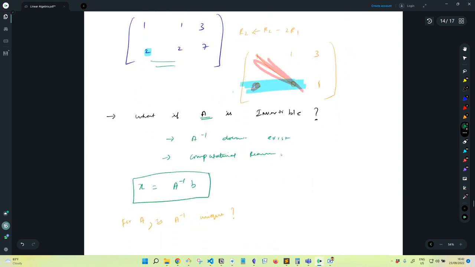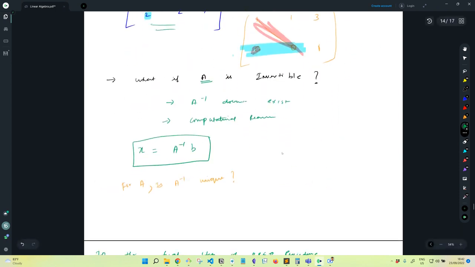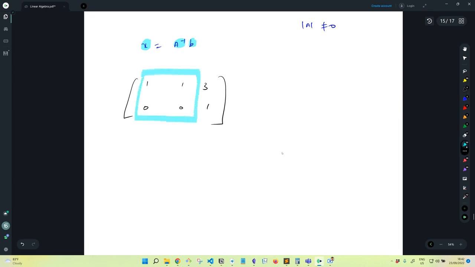Let me copy over this RREF format of the given question. I'll just copy this matrix below: 1 1 3, 0 0 1. So remember that this is the A part. Let me highlight the A part. This is the A part. Now we encountered a case where all elements of some row in A are 0.